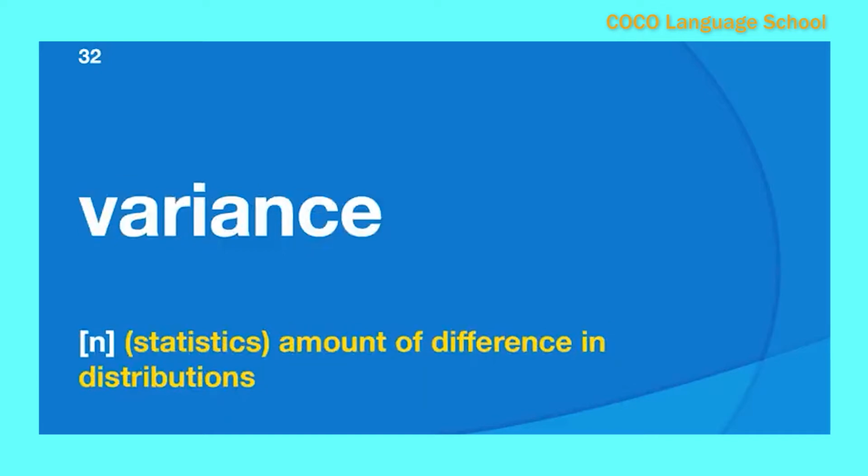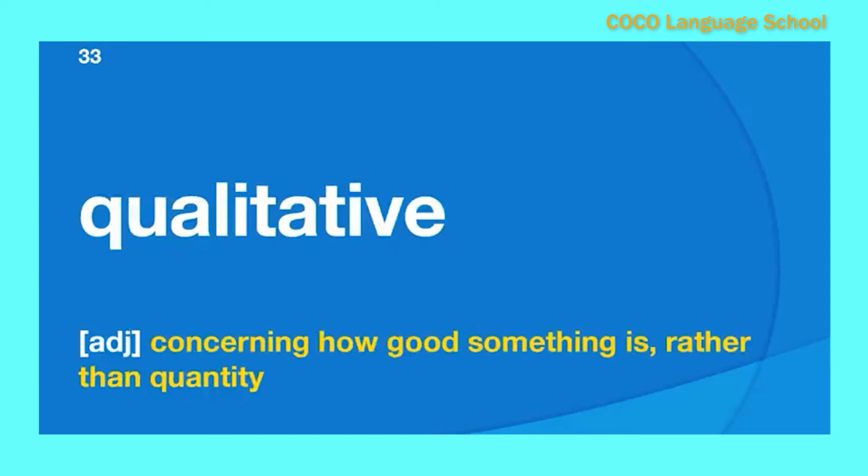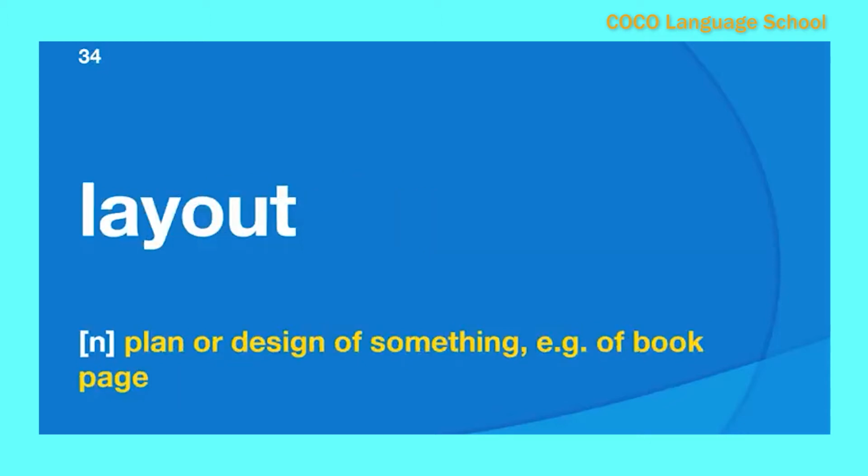Amount of difference in distributions. Variance. Concerning how good something is, rather than quantity. Qualitative. Plan or design of something, for example of a book page. Layout.